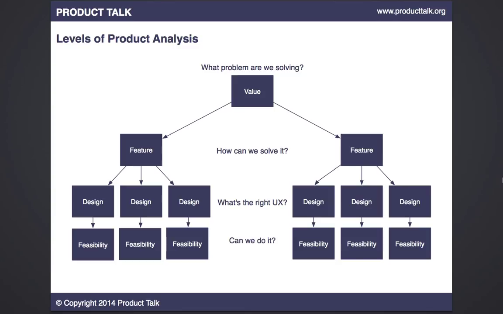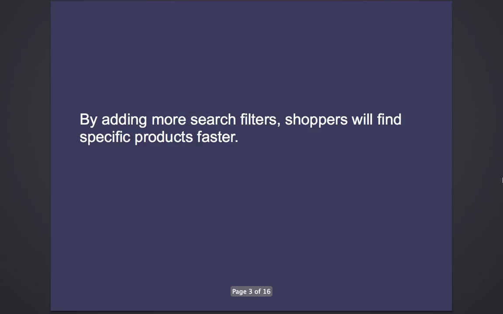Suppose you are working on an e-commerce site and you find out that shoppers are having a hard time finding specific products. You decide you want to expand the set of search filters that you offer. Since you have an experimental mindset, you decide to A/B test this change. Your hypothesis might be, by adding more search filters, shoppers will find specific products faster.